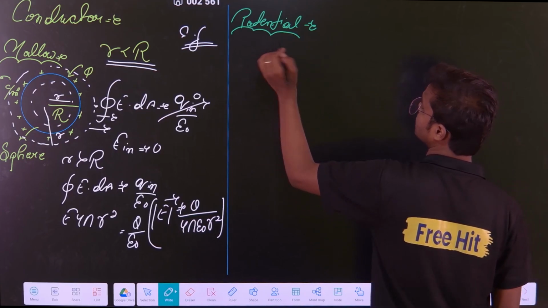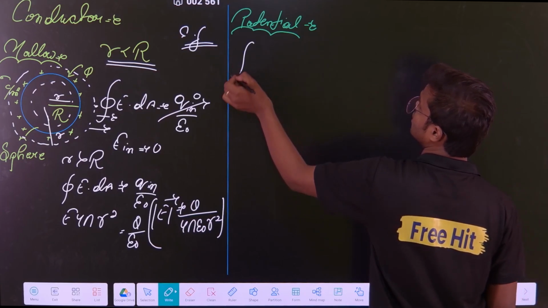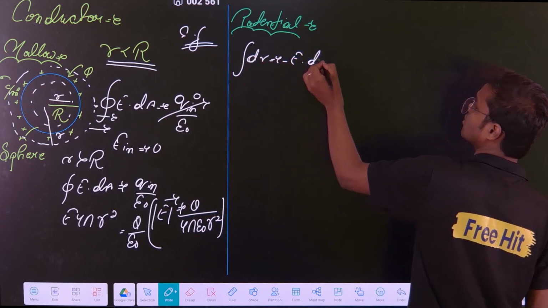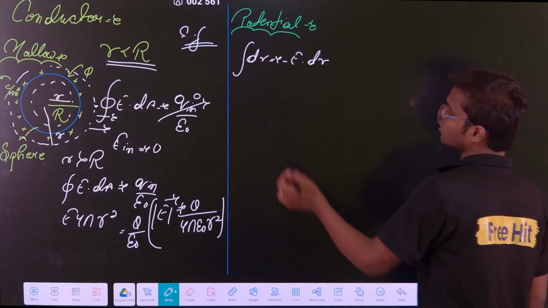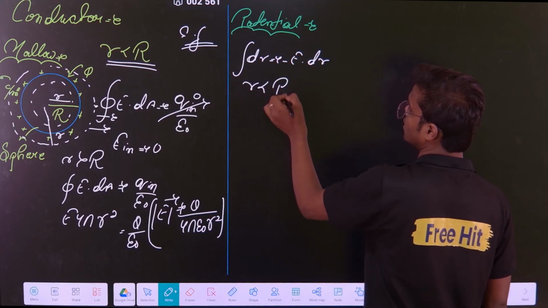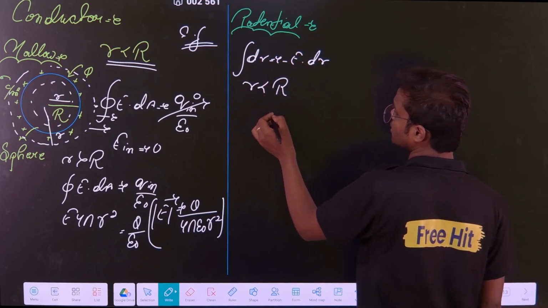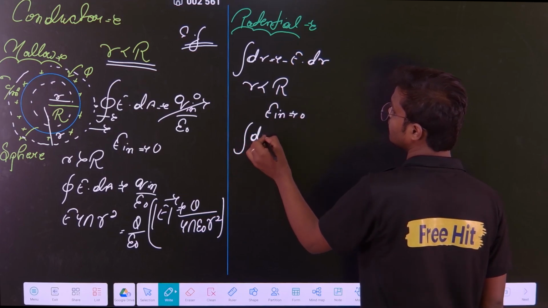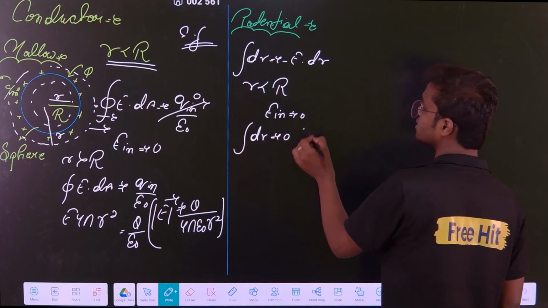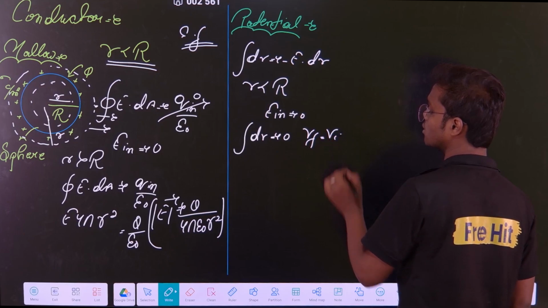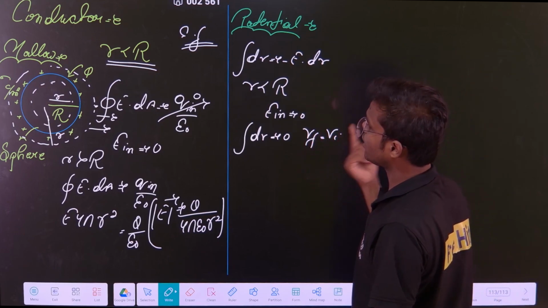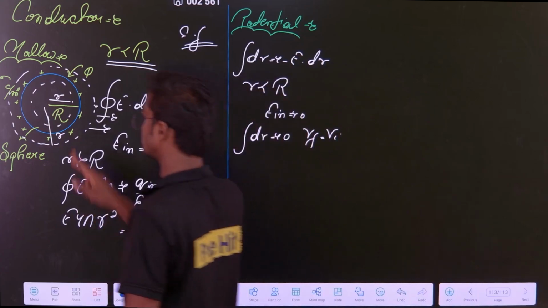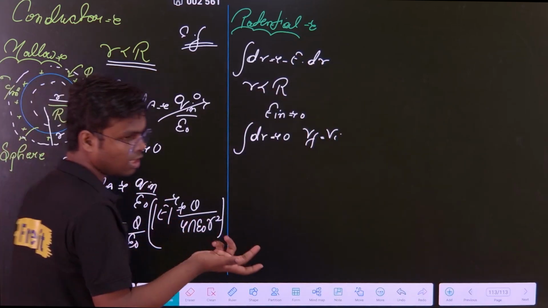See, we have a very simple formula: integral dV is equal to minus E dot dr, correct? Now we know if we are talking about r less than R, then E inside is 0, correct? So integral dV will be 0. So from here V final is equal to V initial. Now we have to choose which is final and which is initial. We are basically going from center to surface. That is the limit we have.